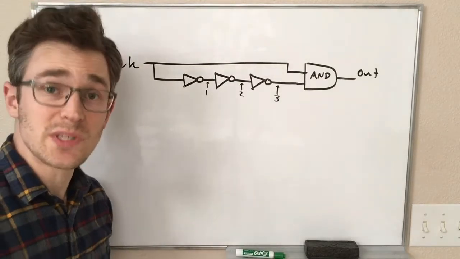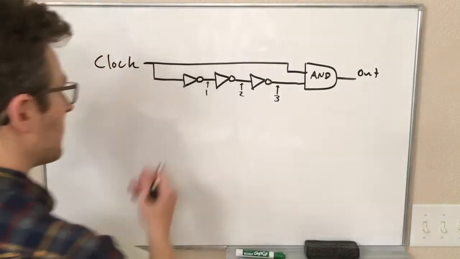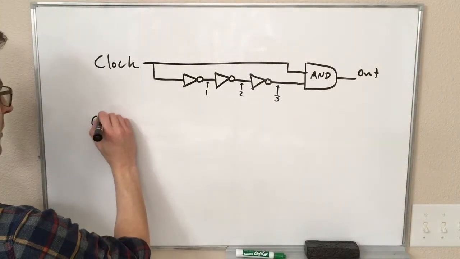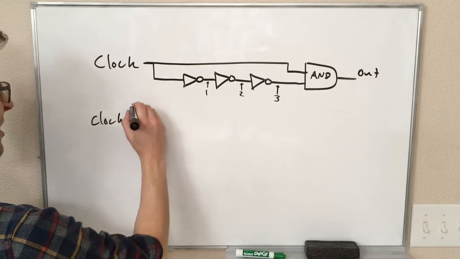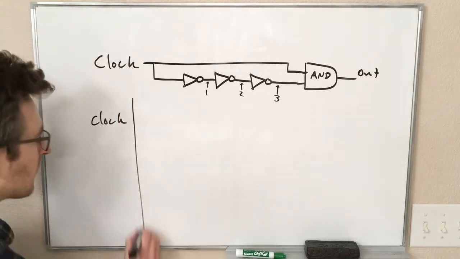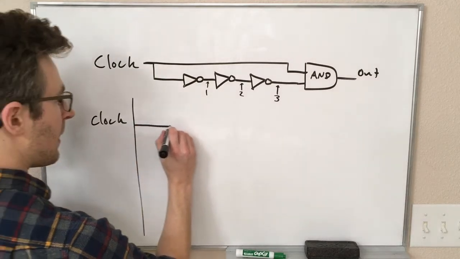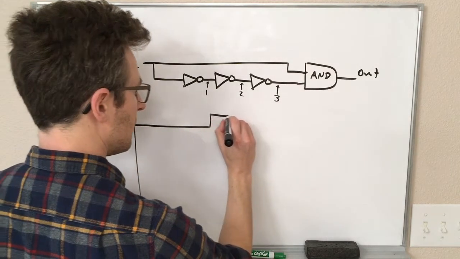Okay, but once we take these delays into account, this isn't true anymore, and there's something cool that happens because of it. So let's draw a timing diagram of what does happen. So here's our clock signal. It looks like this. We'll say it starts out low, and it turns on.